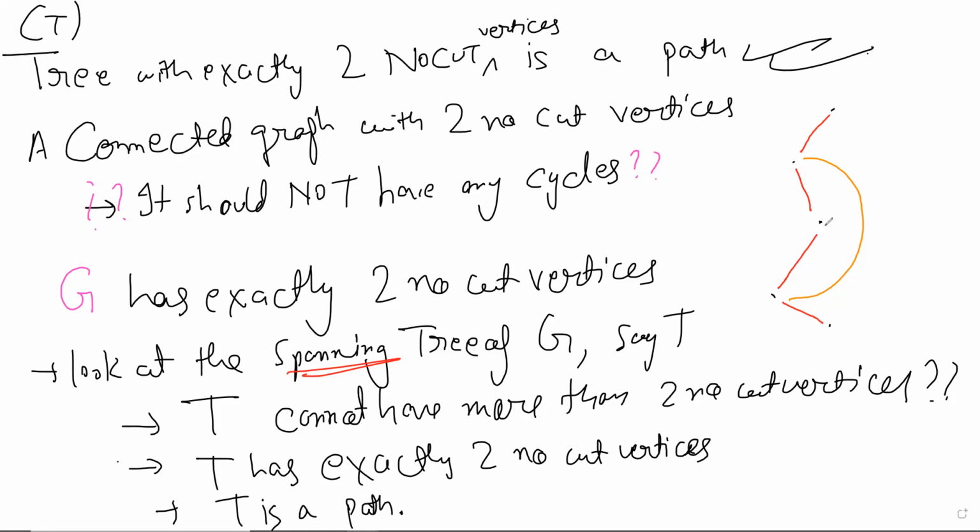Okay, so if G has some extra edges, now G can only have extra edges. G cannot have extra vertices. Only extra edges. Now what can it do with these extra edges? It can only create these cycles. But if it creates these cycles, then this becomes no cut. Two are already no cut, but this also becomes no cut, and that's a contradiction. But that was bound to happen, right?